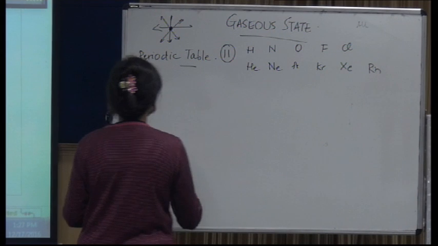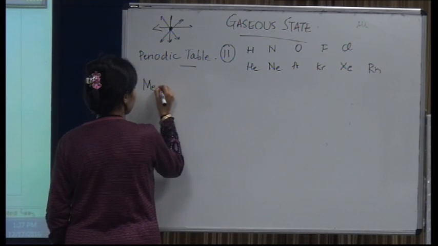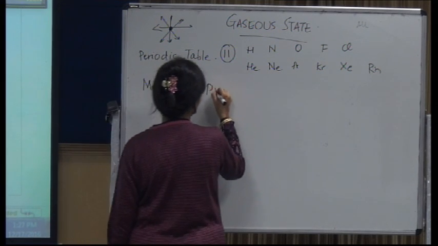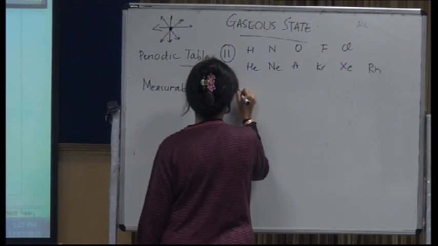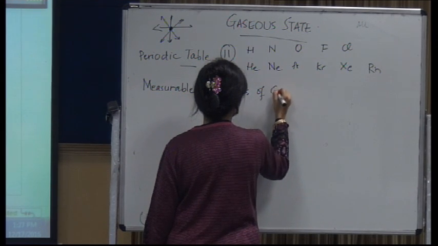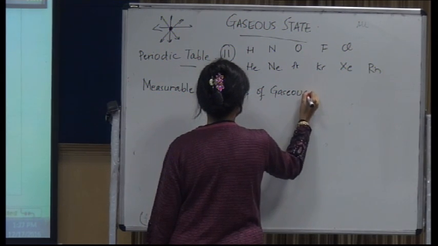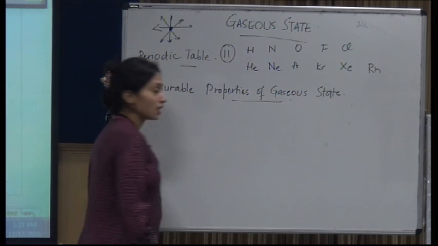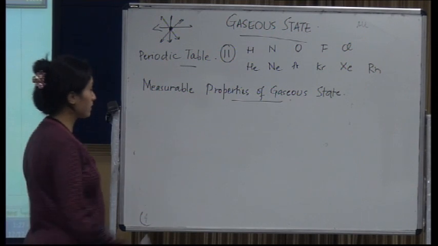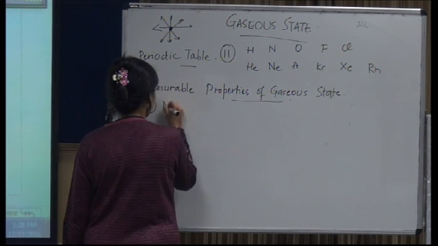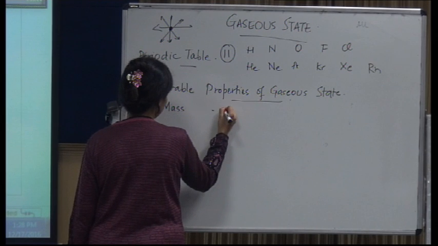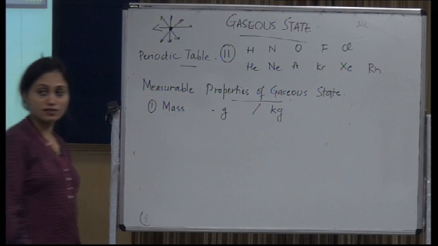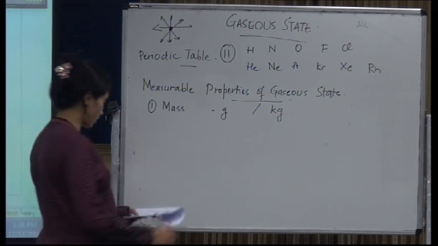Then let's talk about the measurable properties of the gaseous state. The measurable properties of the gaseous state would be, first we talk about the mass of the gas, and the mass of the gas can be generally seen in grams or kilograms. The mass of the gas will always be generally seen in grams or kilograms.